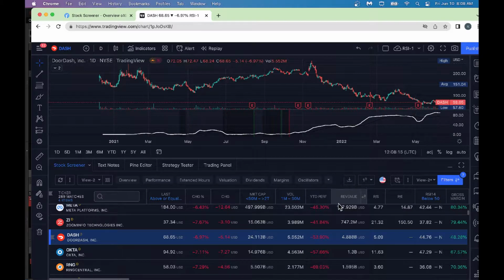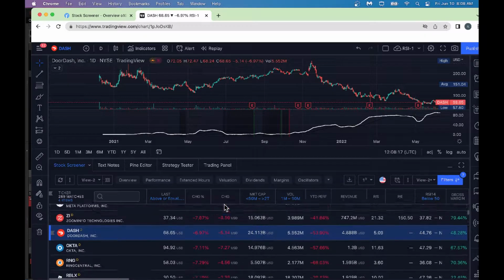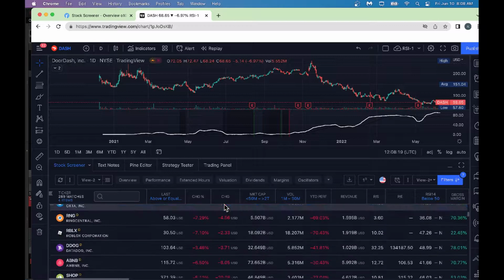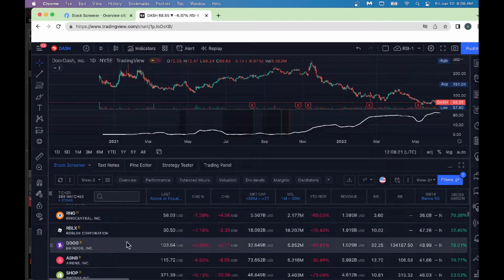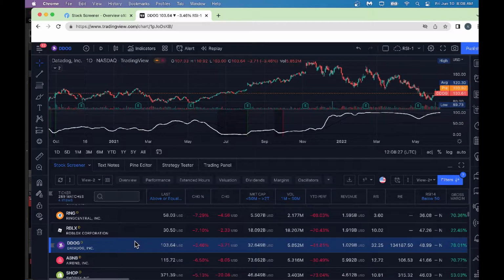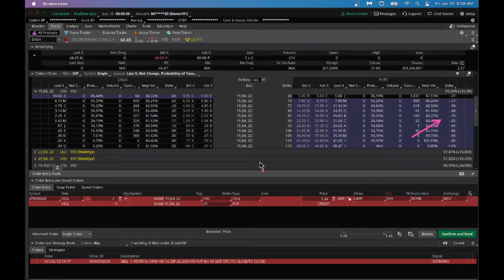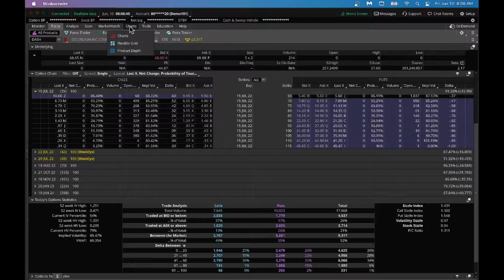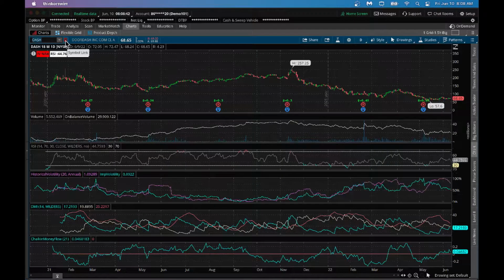Look, we got Okta. Okta is a good company. The stock has been dropping off lately. I love selling put options on Datadog, which is a good analytics company. Let's look at Datadog here. As you look through here, it looks like volatility is increasing. We can go back to our Thinkorswim platform, go to chart and bring up Datadog.